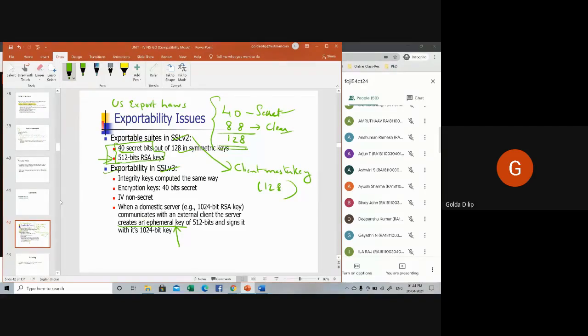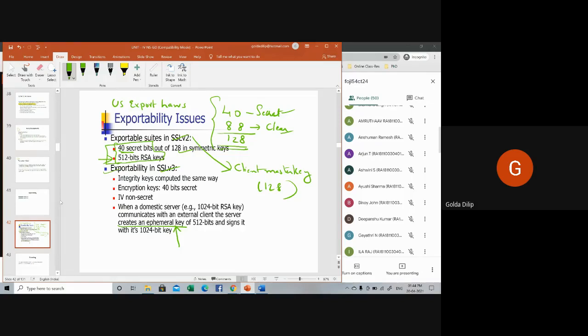If you take that same Alice Bob example we discussed in the previous class, the server, that is Bob, will be generating a random 512-bit RSA key. This key can be changed periodically, and it's signed by the server, that's Bob, using his long-term key. So that 512-bit key is what is called your ephemeral key.